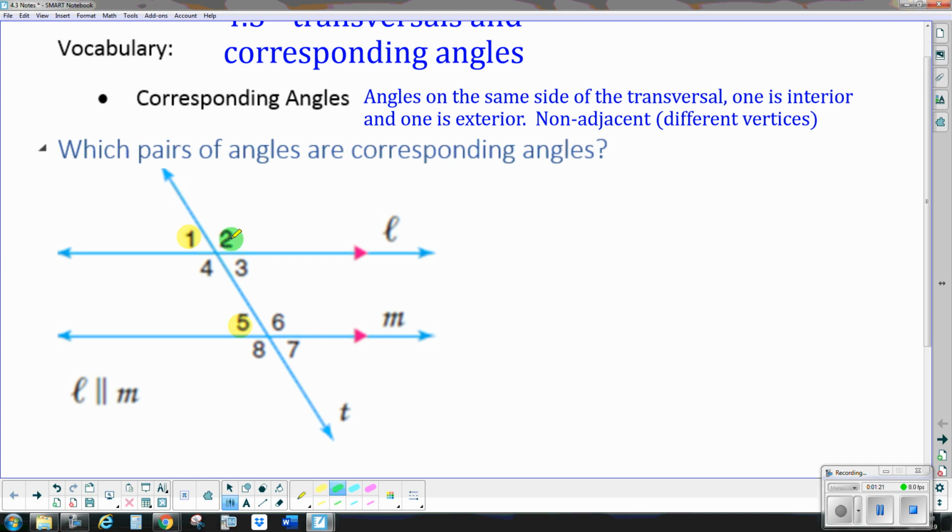Another pair would be 2 and 6. 2 is exterior, 6 is interior. They have different vertices and they're on the same side of the transversal. 4 and 8 would be another pair. And then lastly, 3 and 7 would be our last pair.